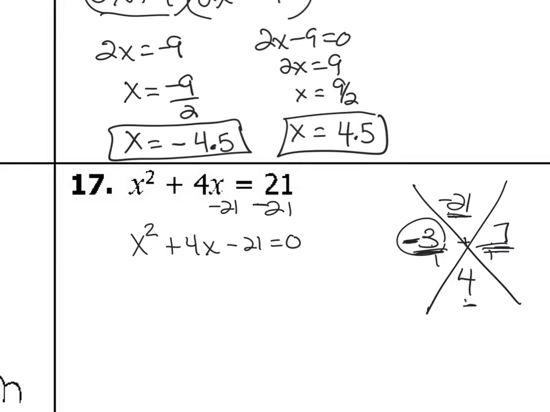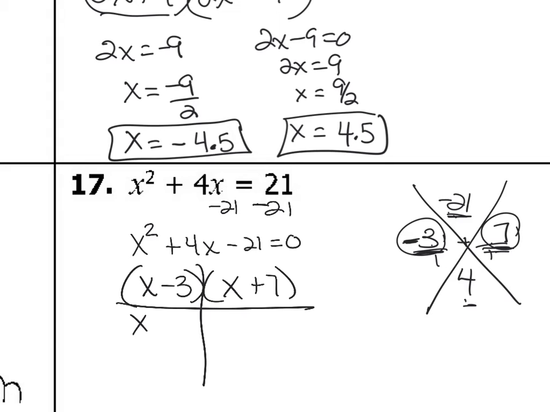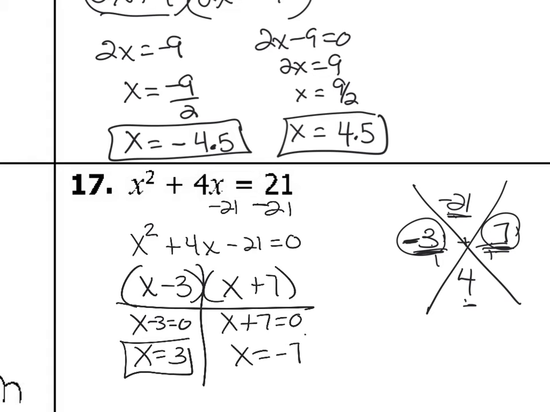And divided by 1, they stay that way. So it would be x minus 3 and x plus 7. So we're going to set these to 0. So x equals 3. And set that to 0. So x equals negative 7. And again, it's the opposites of these single numbers. Okay.